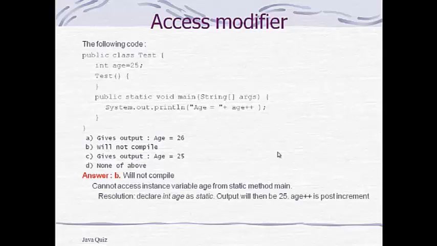So the resolution is declare int age as static. Just add a static word here. This is an access modifier, and now you will get age equal to 25, and it is age plus plus, which is post increment, so it will not come 26. If it is plus plus age, it will be age is equal to 26.